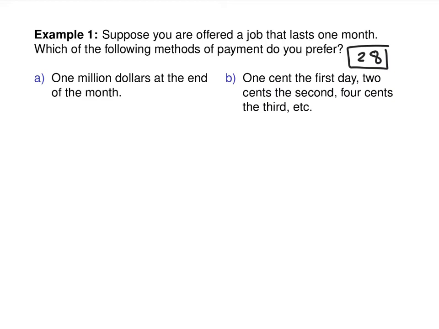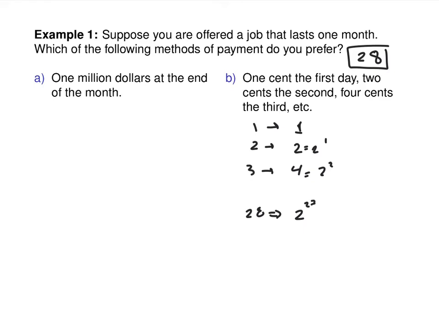So 28 days. On day 1, you get paid 1 cent, right? On day 2, you get paid 2 cents, right? Day 3, you get paid 4 cents, right? So that's 2 to the second, 2 to the first. On day 28, you get paid how much? 2 to the, what would the power be? 27. Does that make sense?